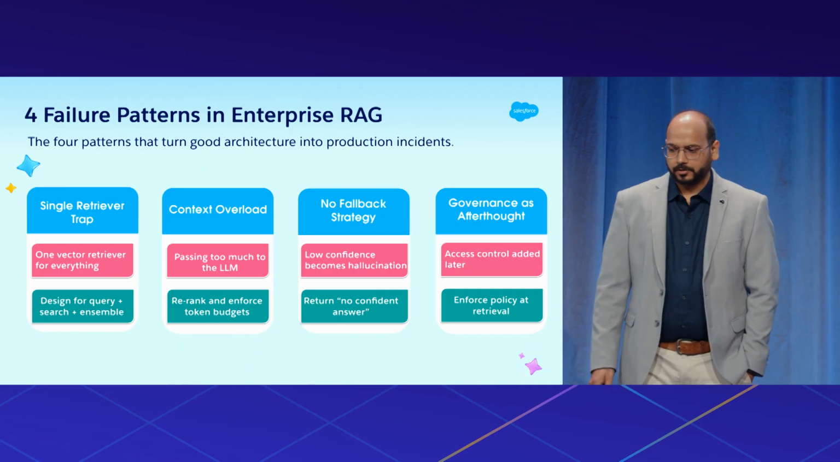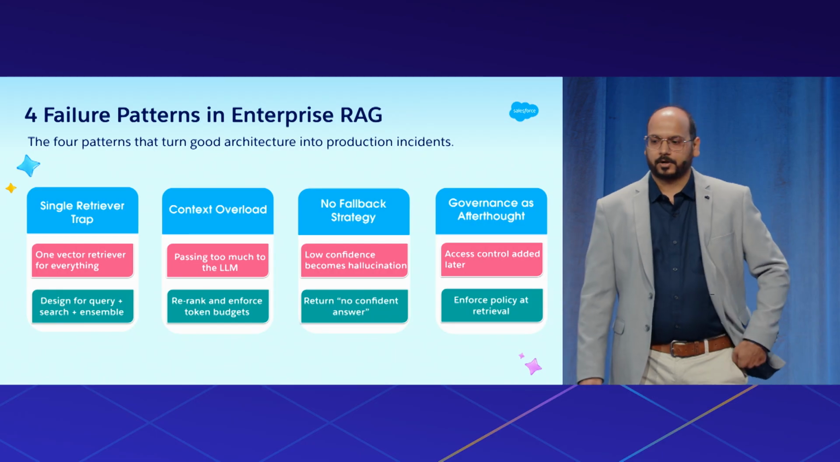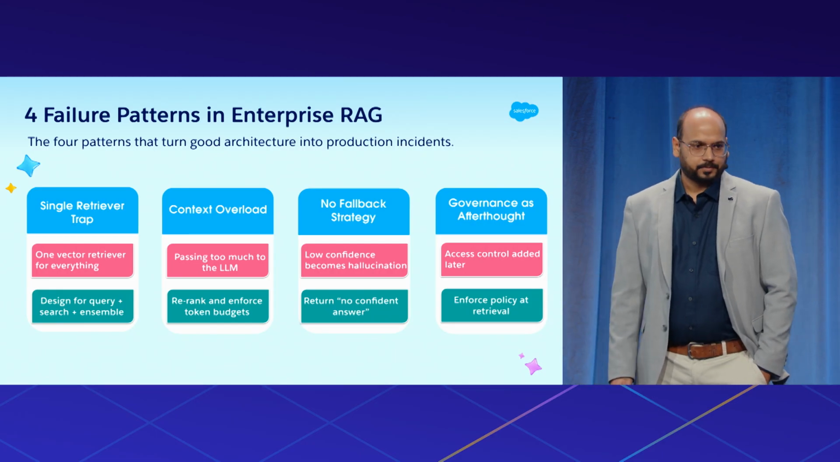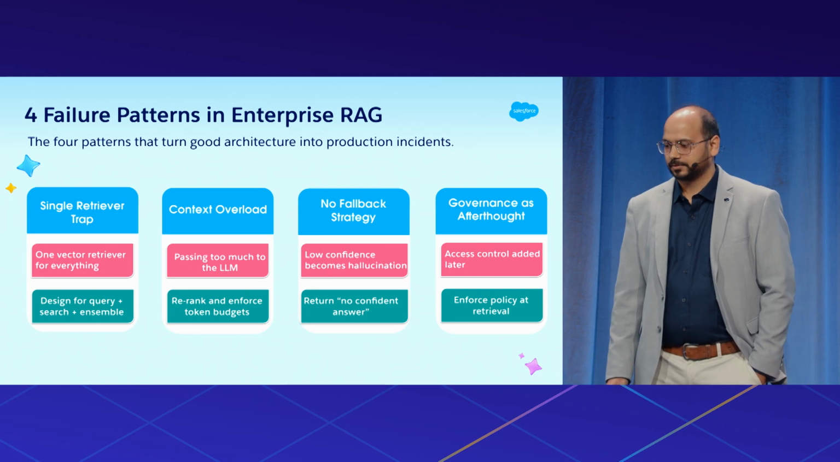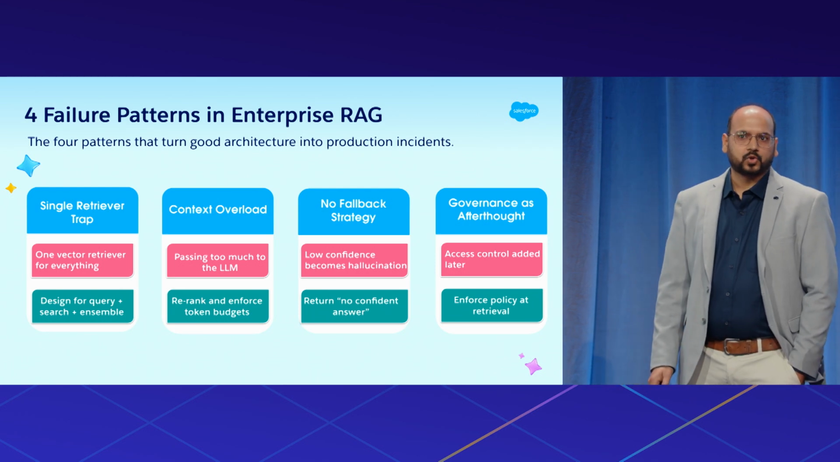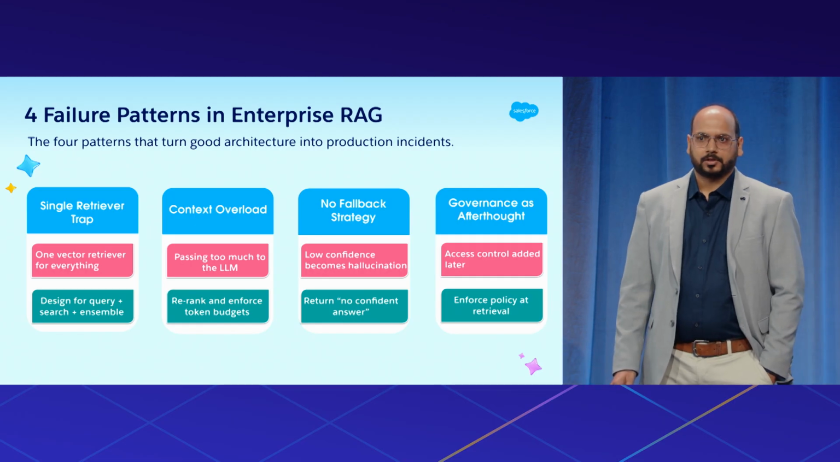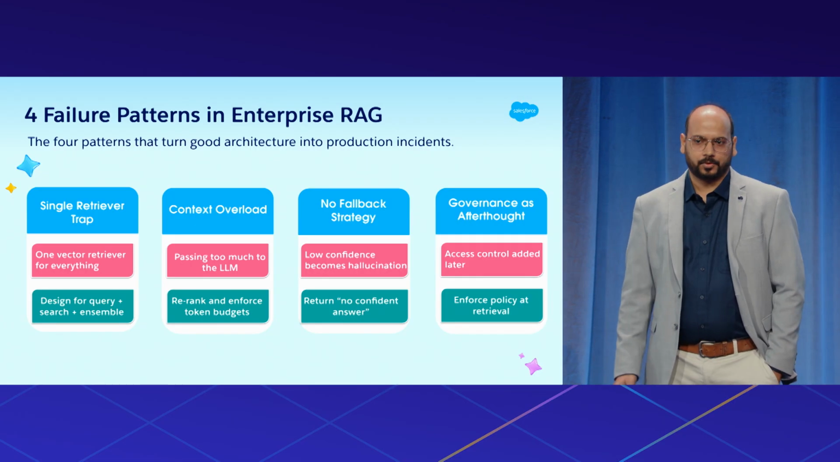4 failure patterns in enterprise RAG. The first is you should never fall for the single retriever trap. It always depends on your use case. Second, context overload. Never pass on too much information. Never pass less information. It should be the right, grounded data for your agent.